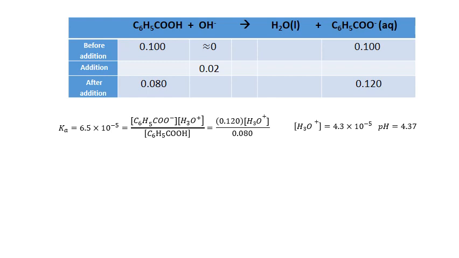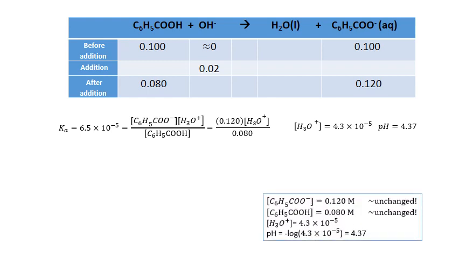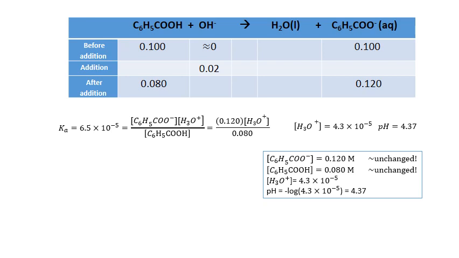Inherent in that is the x is small approximation. But you look at this and you realize that H3O plus, that is the X, is really, really small. So in these buffer calculations, generally you don't have to do that second ice table. These are the values, just the same as before.